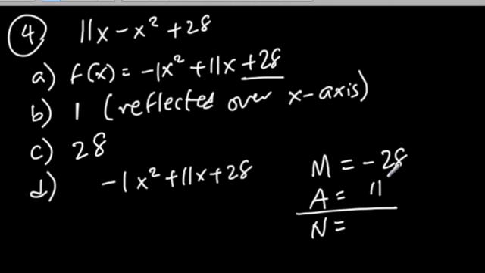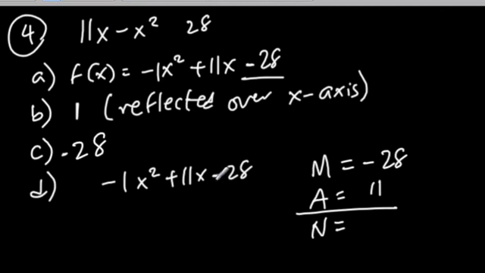Hold on one second. Sorry, I made a small mistake here. This is a negative 28, so that means the y-intercept is negative 28, and that means this here is also negative. I just wrote it wrong.